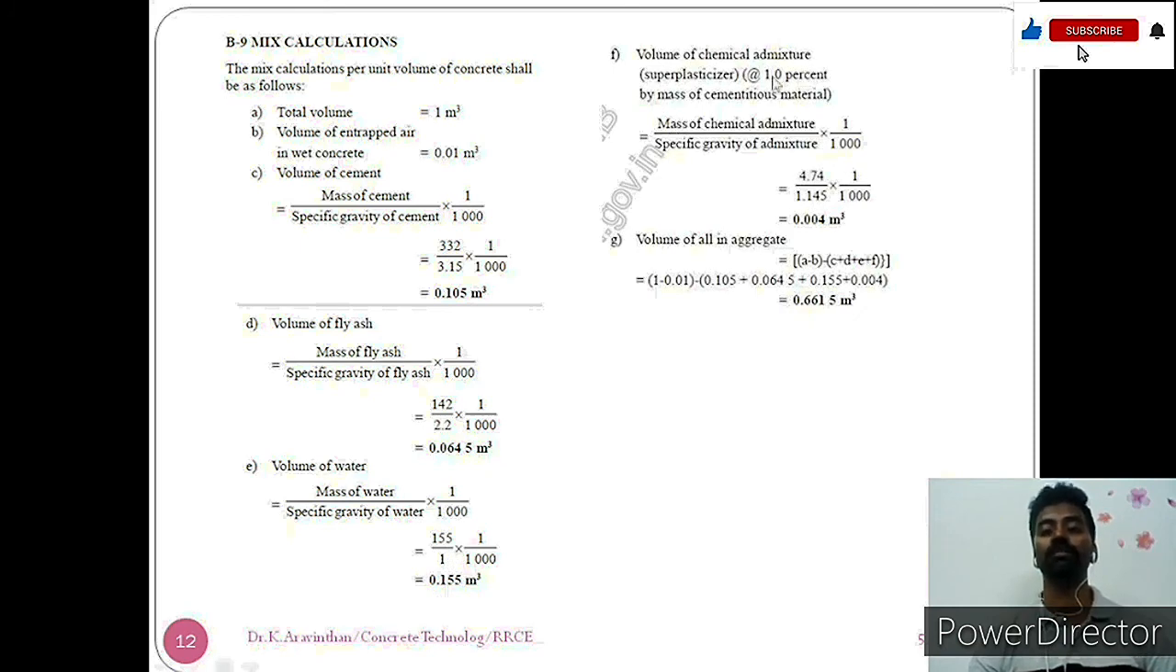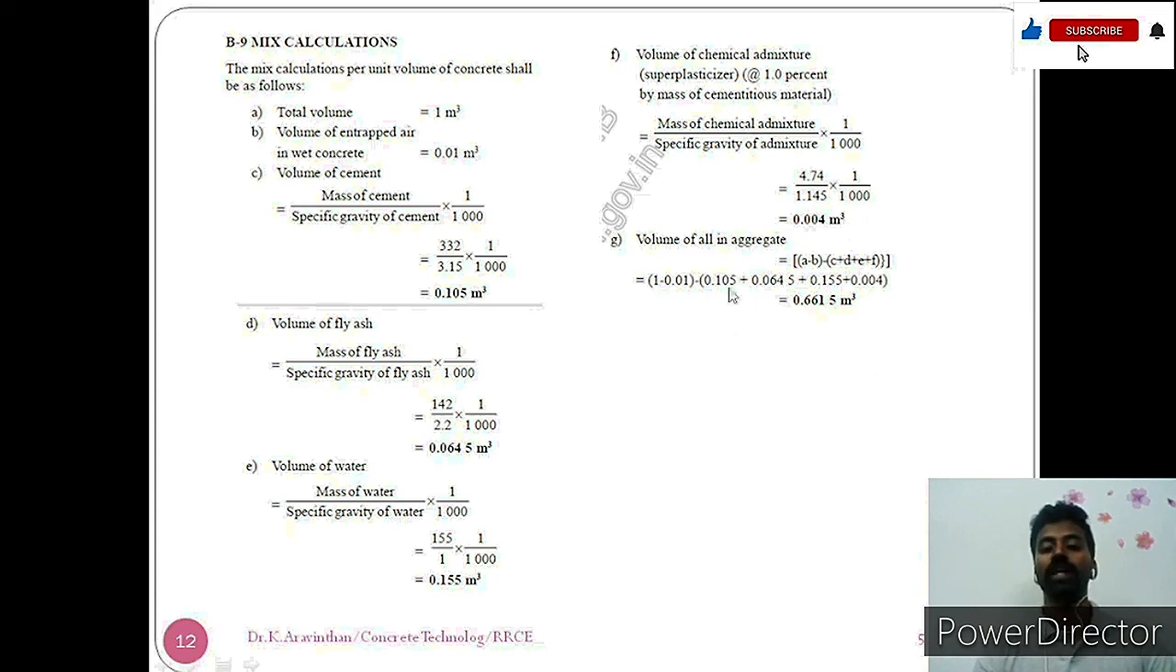The plasticizer value which we are using here is 1%. So for 1%, here we are using total cementitious material as 474 kg. So the 1% of 474 is 4.74. That divided by the specific gravity, you will be getting 0.004 meter cube.